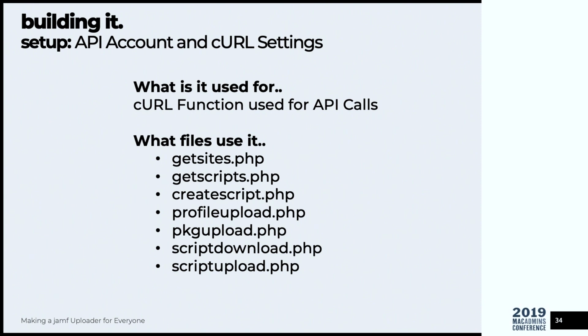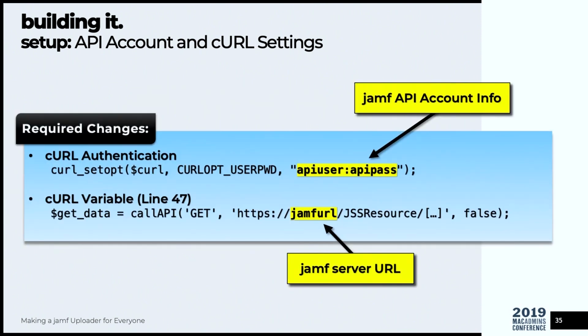And what does that look like? I like examples. So I have two types of examples. The first is what the entire line is going to look like in each of those PHP files. You can see up top, we have the API user and the API password for your Jamf API account. And below that, it's usually around line 47. It'll go up or down depending on the page. You enter your Jamf server URL. You don't have to do the full URL, just the shorthand version, and everything else is static.